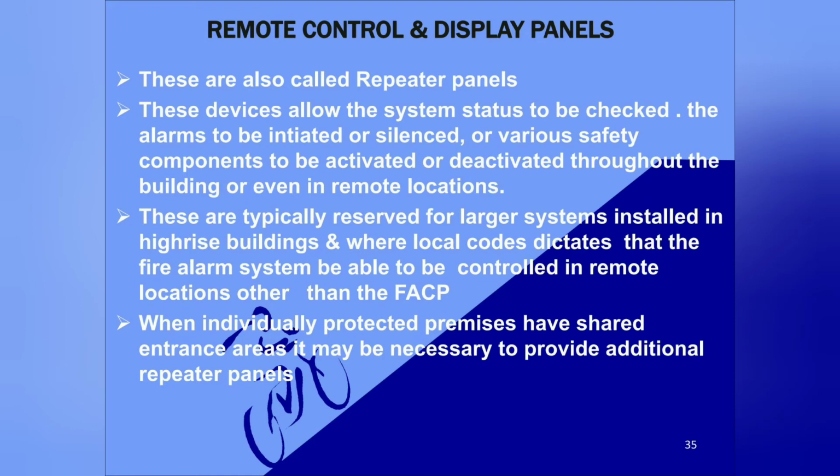Now let's see remote control and display panels. These are called repeater panels. They allow the system status to be checked and alarms to be initiated or silenced. Various safety functions can be activated or deactivated throughout the building from a remote location. These are typically reserved for larger systems installed in high-rise buildings, where the local code dictates that the fire alarm system needs to be controlled from a remote location other than the fire alarm control panel room.